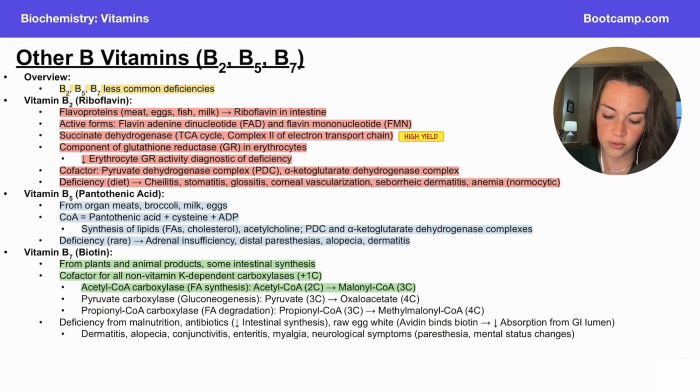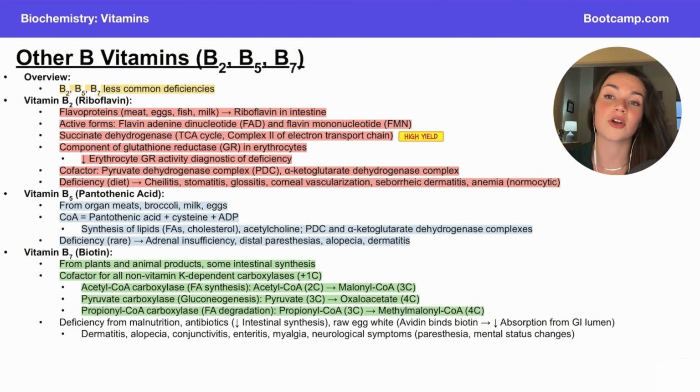Another example that I got for you is from gluconeogenesis. We learned about pyruvate carboxylase. This turned pyruvate, which was 3 carbons, into oxaloacetate, which was 4 carbons. That's a huge example, and that's a critical step in gluconeogenesis. One more example for you from our lesson on fatty acid degradation is propionyl-CoA carboxylase. This turned propionyl-CoA, which is 3 carbons, into methylmalonyl-CoA, which is 4 carbons.